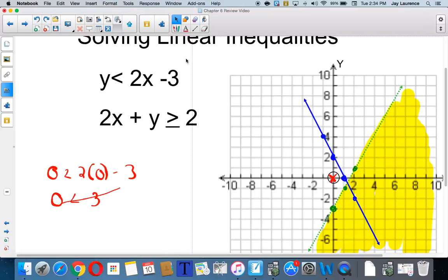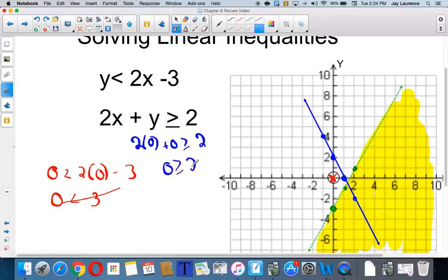All right, so now my test point. Can I use the origin? I sure can. I'm going to test with the origin. I'm going to go 2 times 0 plus 0 is greater than or equal to 2, right? 0 is greater than or equal to 2, which is not true. So again, I will not shade the origin side of the line. I will shade the other side of the line. So I'm going to shade over here.